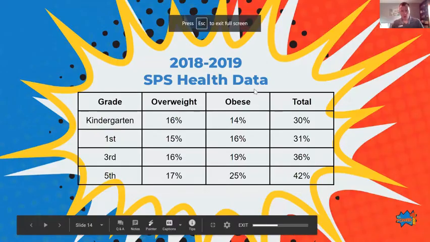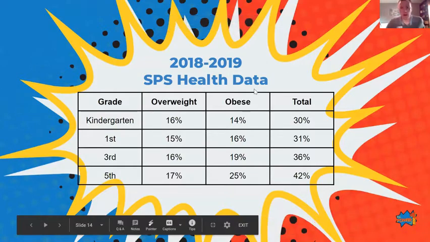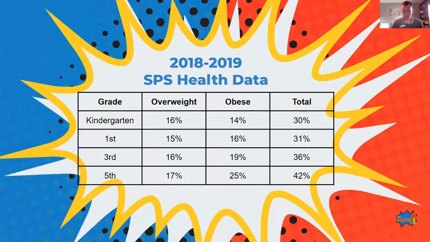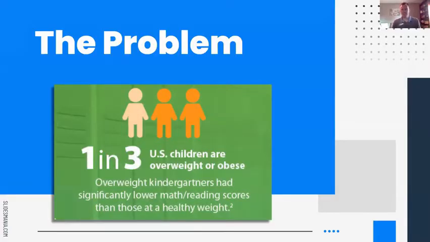So we are going to look at our current problem. We talked about how we were going to start the agenda with that. The current problem right now is that students are on a trend to be less and less active. That's just our nation and society as a whole. So 1 in 3 U.S. children are overweight or obese, and the trend is just getting worse and worse. Overweight kindergartners have also shown significantly lower math and reading scores than those at a healthy weight, and that's concerning, especially when you look at the trend of our health data in our nation and in our society.